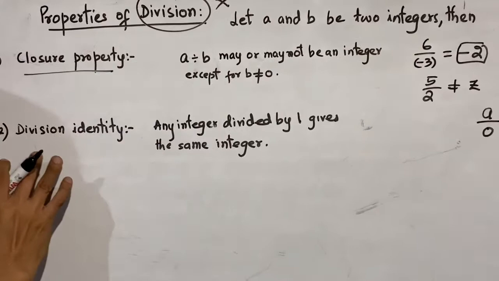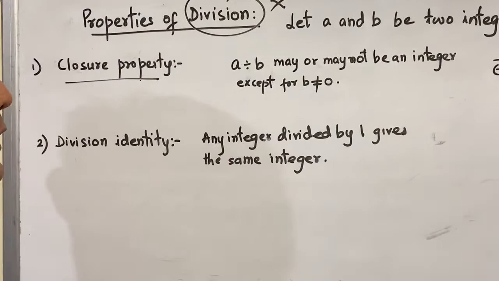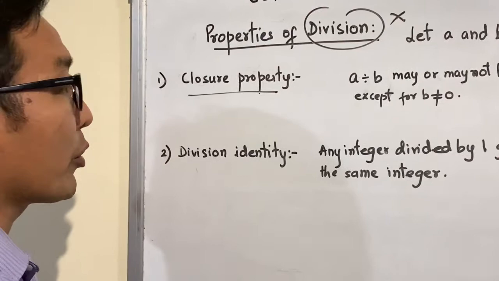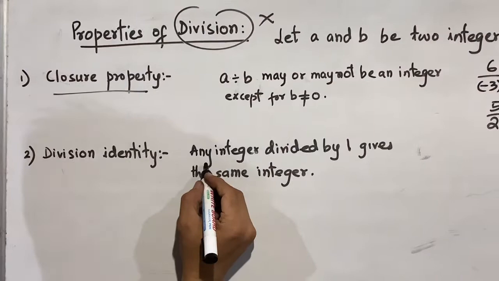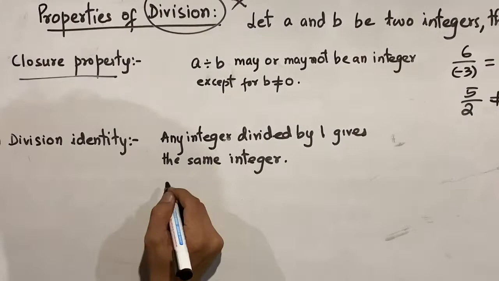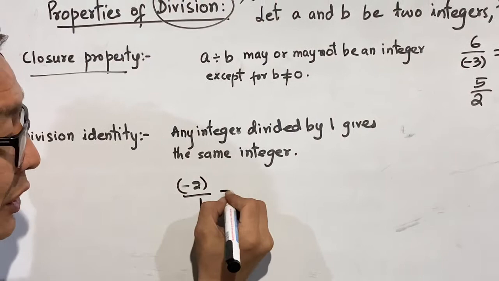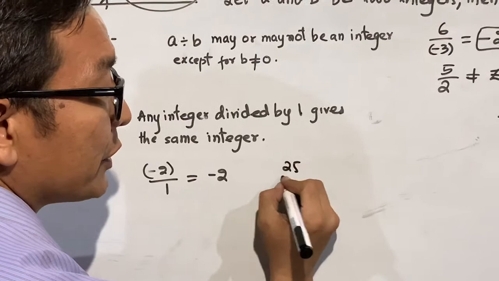The commutative property does not hold in division. The associative property does not hold either, and neither does the distributive property. As for the division identity, any integer divided by one gives the same integer. For example, negative 2 divided by 1 is negative 2, and positive 25 divided by 1 is 25. So the division identity is 1.